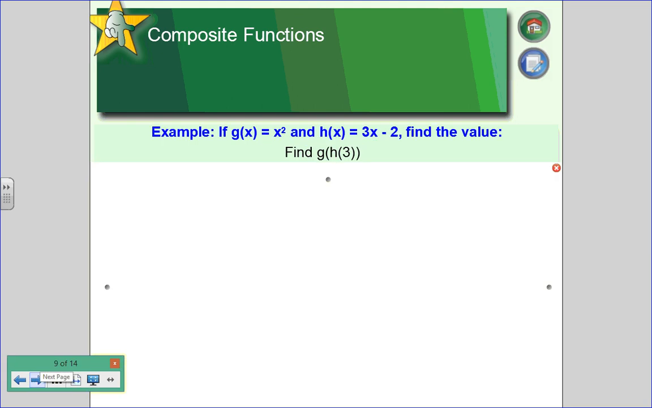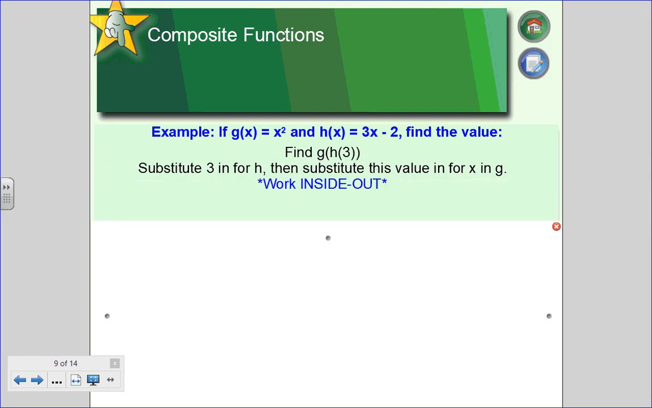All right, here's our next type of composite function. This is one where we're going to actually work from the inside out. The way this reads is find g of h of 3. Notice we've got some parentheses here. Just like order of operations, we would start inside of our parentheses. So that means we're going to start by finding h of 3 first. Once we find h of 3, we will be able to replace this entire h of 3 with that number we find, and then put that value in for g. So let me show you what I'm talking about.